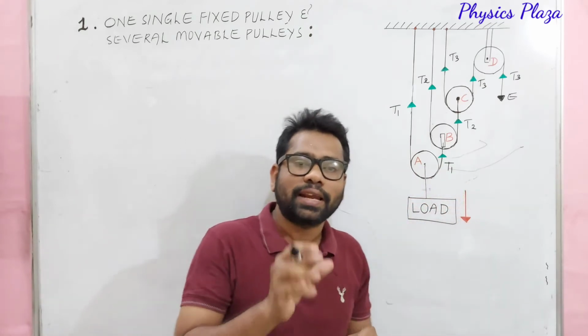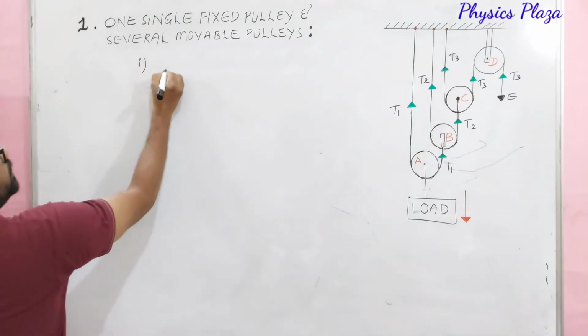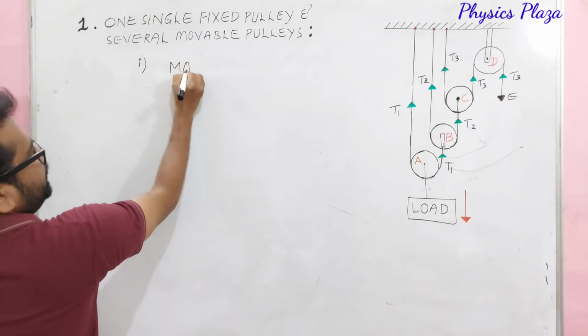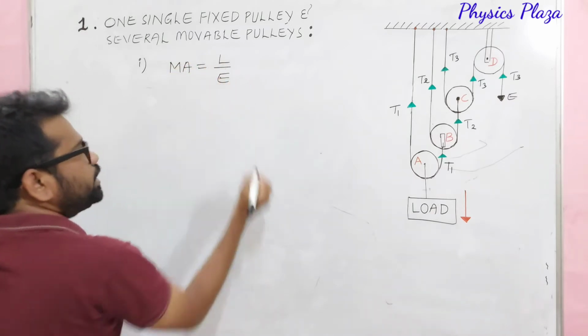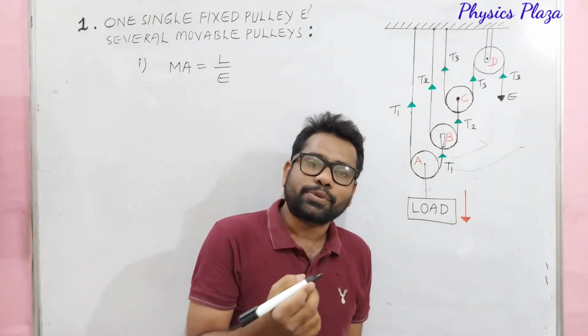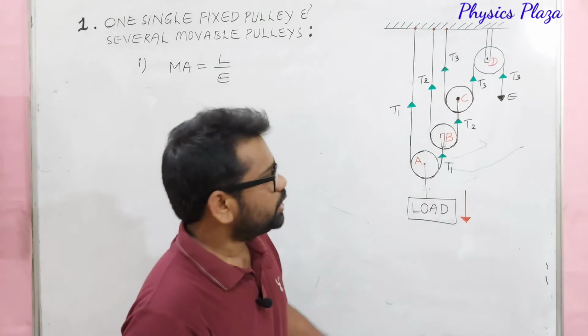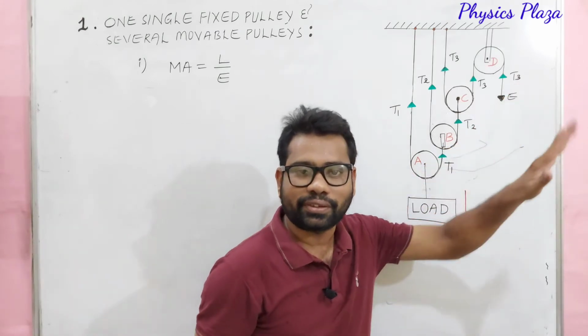Now first let us calculate the mechanical advantage of the system. Children, we know that mechanical advantage is equal to load by effort. So here we need to calculate the load value and the effort value. Then we will substitute, and we will get the mechanical advantage. Here effort is balanced by T3, that is fixed.